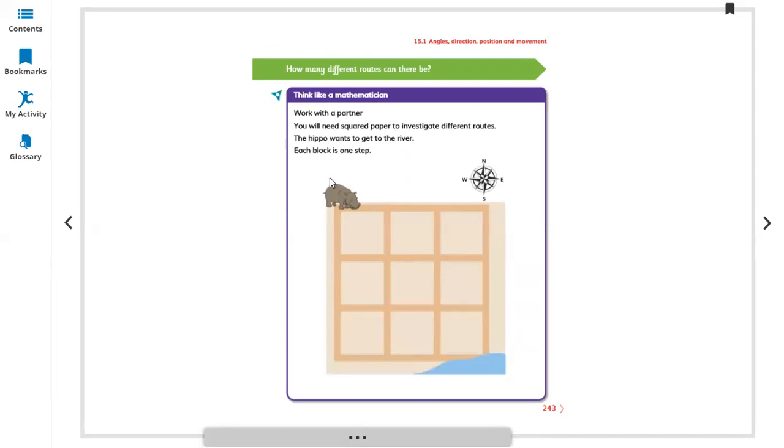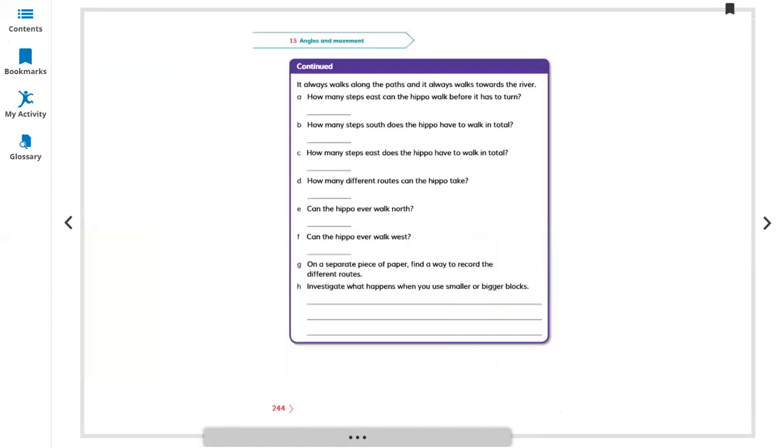Okay, you can see up here he wants to come to the river. So we are finding the way, the same thing. We are using three boxes, using north, east, west, or south. So, question number one, it always walks along the path and it always walks toward the river. How many steps east can the hippo walk before it has to turn? Mostly it's using 3, 3 because there are 3, 3 boxes. So we can write here. So how many steps? So it's 3 steps.